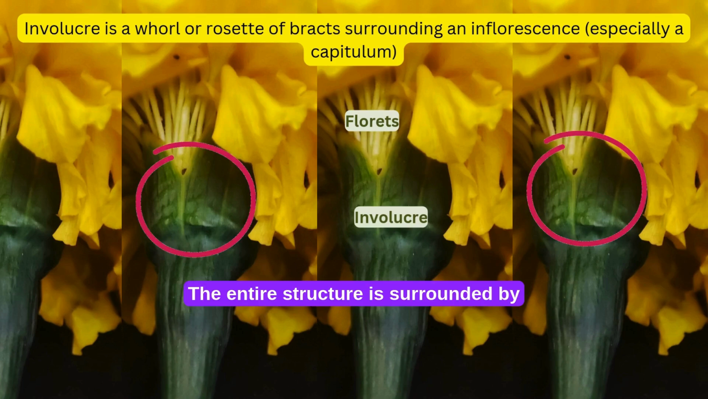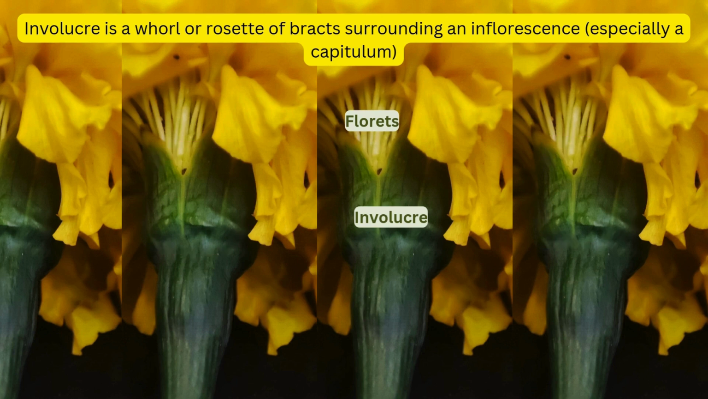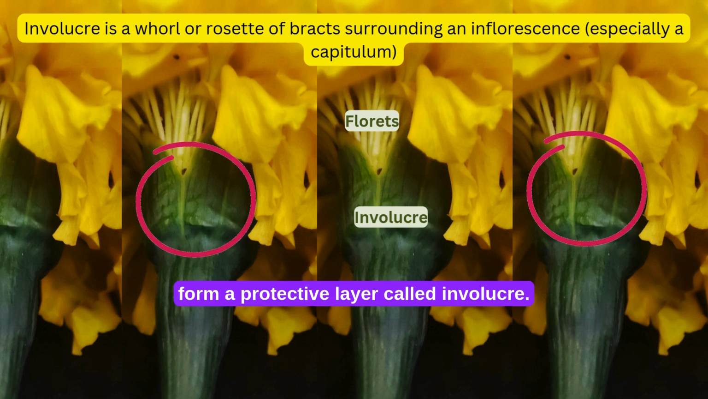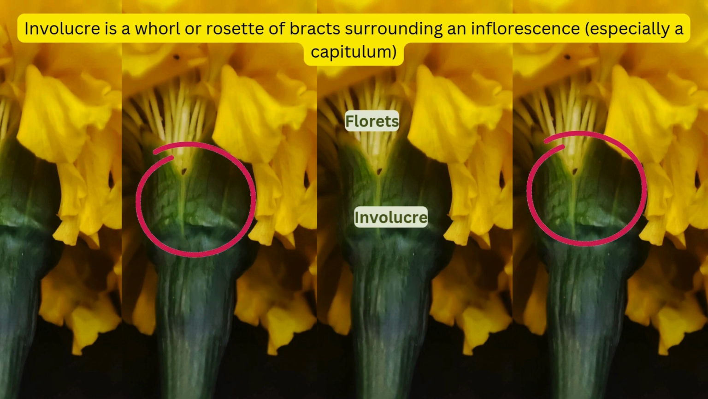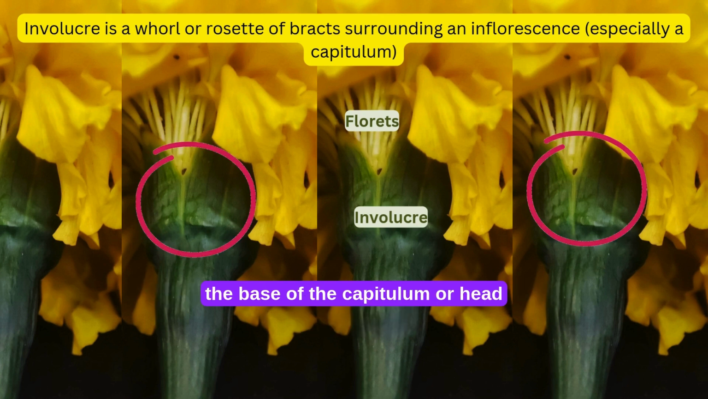The entire structure is surrounded by involucral bracts, which form a protective layer called involucre. The involucre is a protective wall of bracts surrounding the base of the capitulum or head inflorescence.